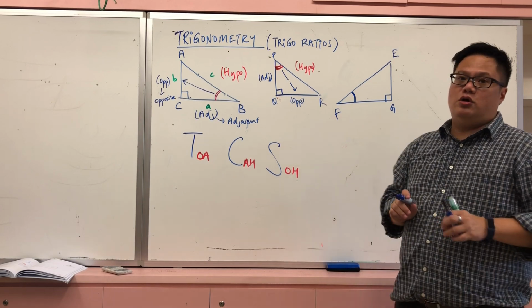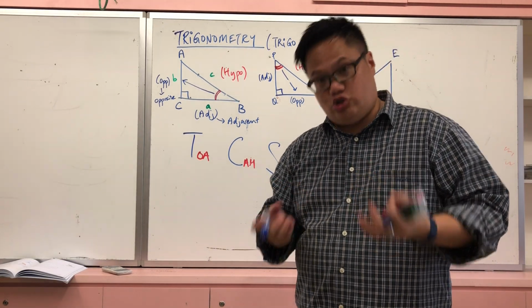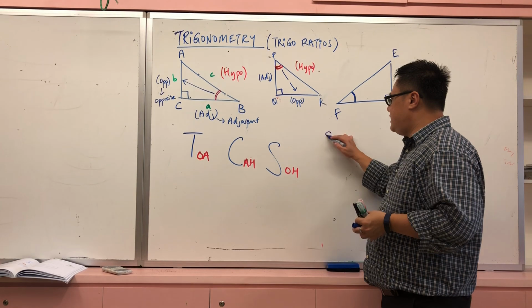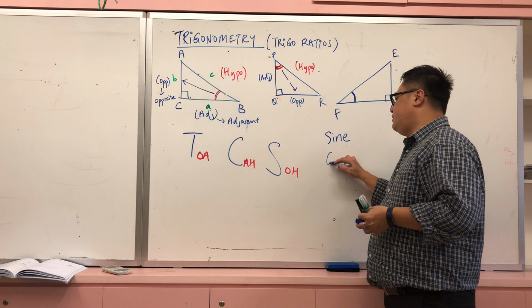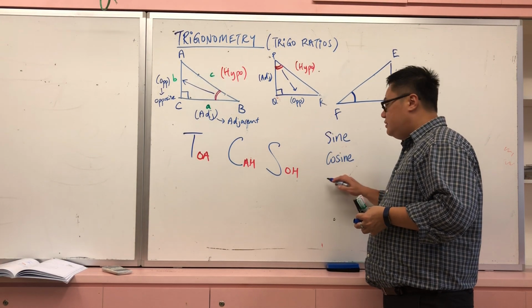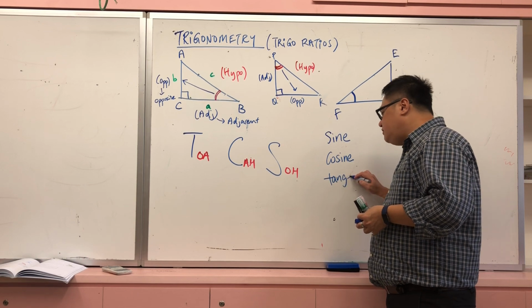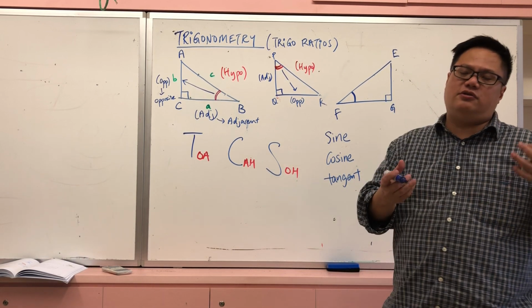So now I'm going to teach you 3 trigonometric ratios. They are called the sine ratio. The second one is called the cosine ratio. The third one is called the tangent ratio. Tangent of an angle.